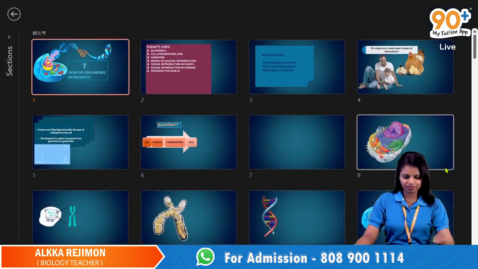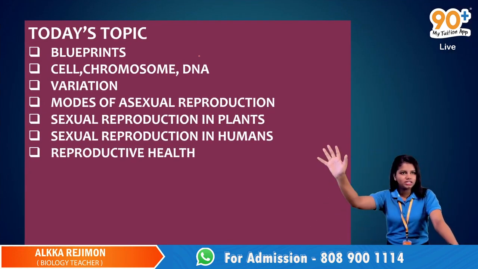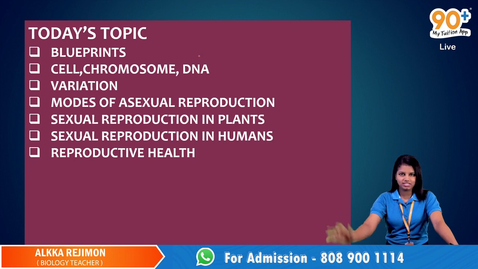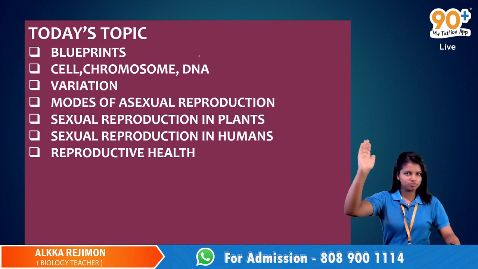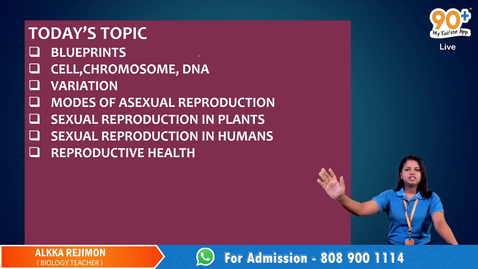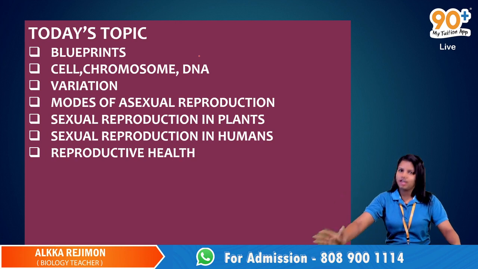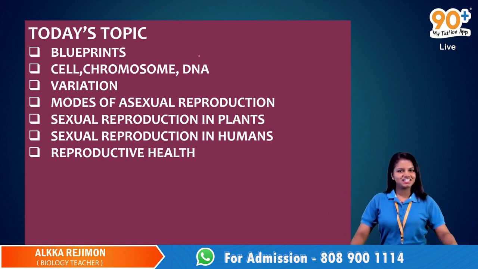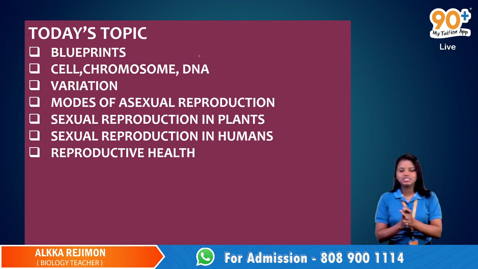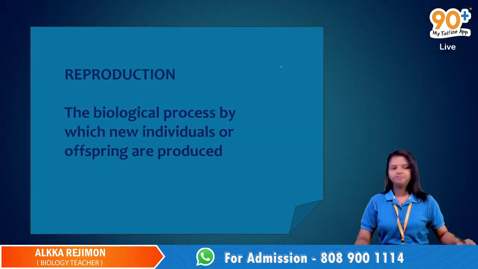Here it comes. So we'll be discussing majorly the blueprint of human DNA, cell chromosome DNA, variations, mode of asexual reproduction, sexual reproduction in plants, sexual reproduction in humans, and finally reproductive health. These are the topics that we'll be discussing in detail today. So let's quickly start the session.